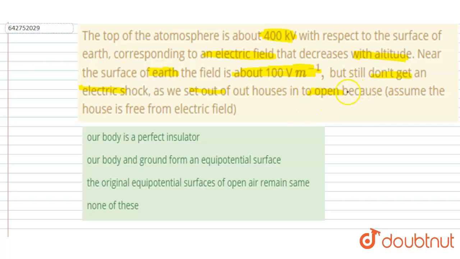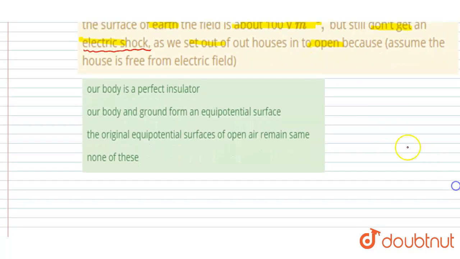So first of all, let's understand how we get an electric shock. Why don't we get an electric shock? What is the reason? The reason for an electric shock is when we touch any body which is at higher potential, let's suppose this body, and when the current flows through our body, we get the electric shock. So when we touch any body which is at higher potential and the current flows through our body, we get an electric shock, right?